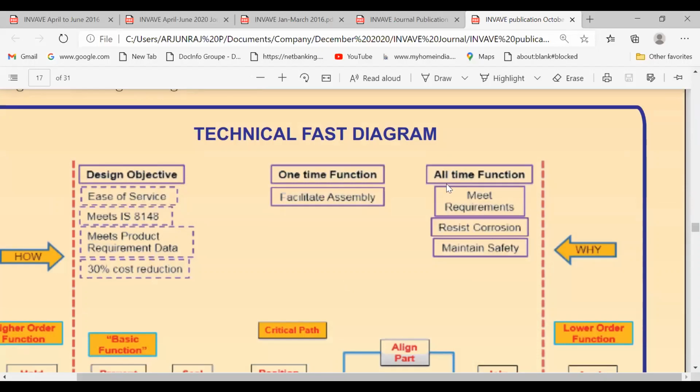And what are the other functions? It should meet requirement, it should resist corrosion, it should maintain safety. These are all the updated ones. 30% you have to reduce the cost, which is the standard for the wall. Again, it should be easily serviceable, it should meet the data requirement, and it should facilitate assembly.